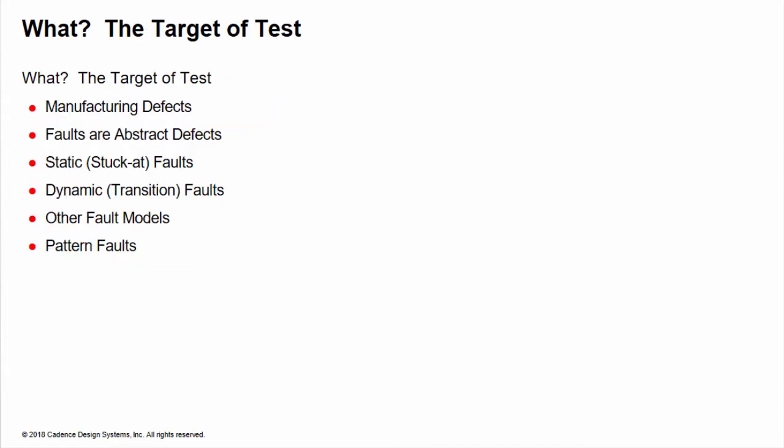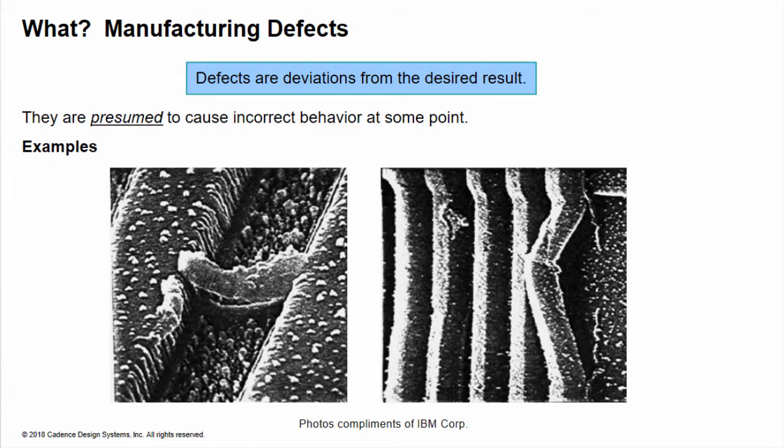So what do we look for when we test the chip logic in manufacturing? Defects are errors or glitches or mistakes in the manufacturing process that produce a chip that does not behave exactly the way it's expected to. Defects are presumed to cause incorrect behavior later if not immediately, and therefore must be rejected.